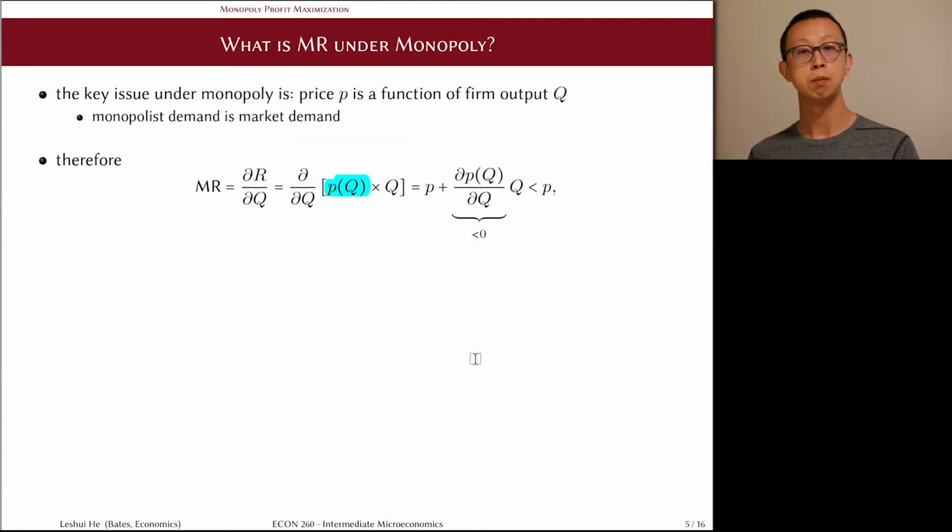As a result, because the demand curve is downward sloping, this derivative of price with respect to output is negative. Therefore, the marginal revenue is equal to the price minus a certain amount. Therefore, it is going to be smaller than the price or the marginal revenue under perfect competition.